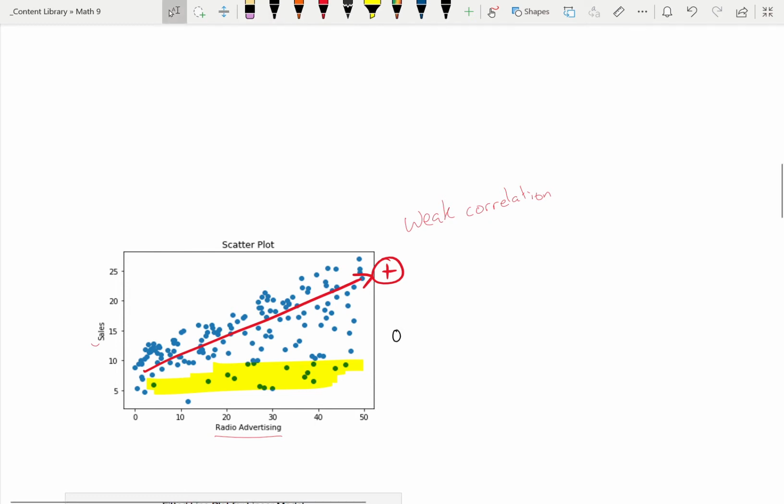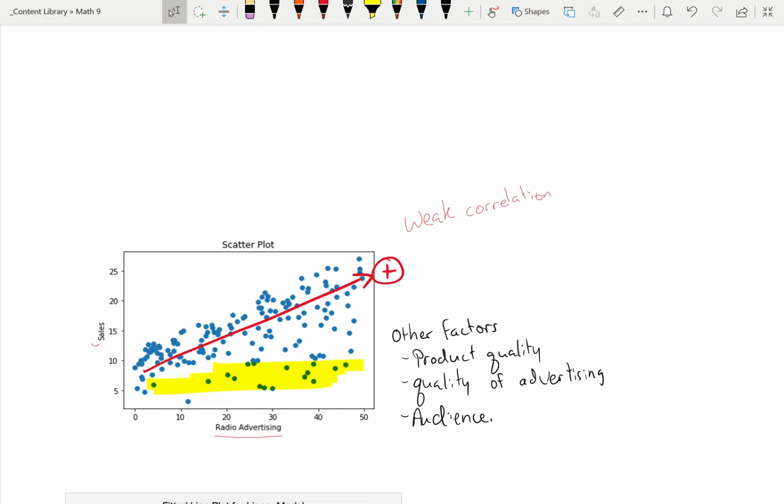The way I can think about it is that there are other factors at play. So things like product quality, the quality of advertising, the audience. If you're selling iPhone 12s, but the people who listen to the radio are not really tech savvy, they don't buy phones that often, your advertising is misplaced, and putting more hours of advertising in is not going to get you the same results.